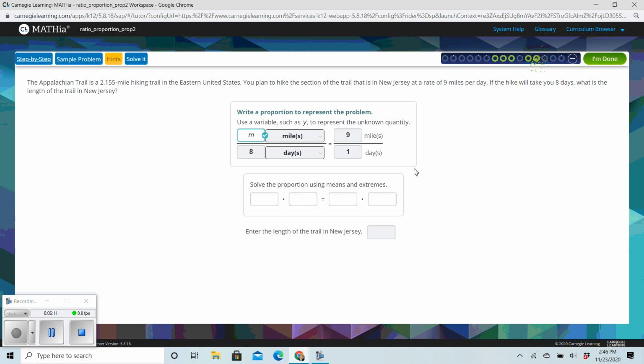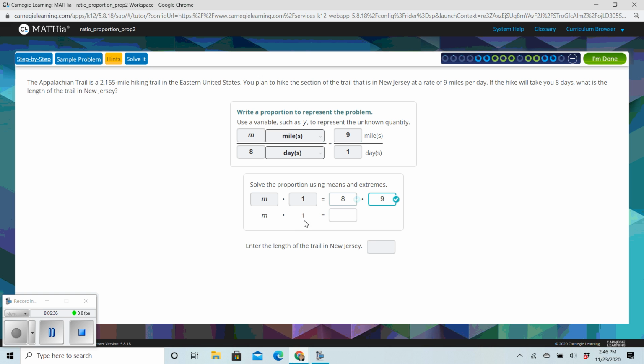So now we're going to set this equal and make a proportion. So what would that look like? We're going to do our means and our extremes. So I'm going to start with M times, remember you just go right across to your extremes, 1. Now I'm going to do my other means and extremes, 8 times 9.